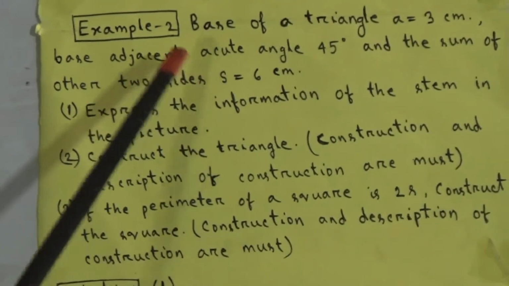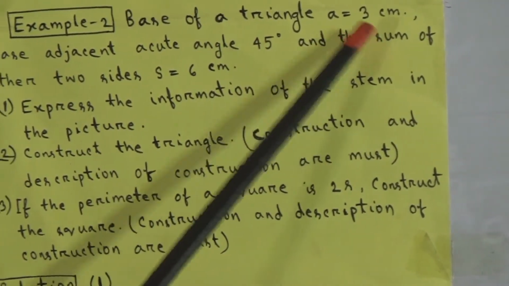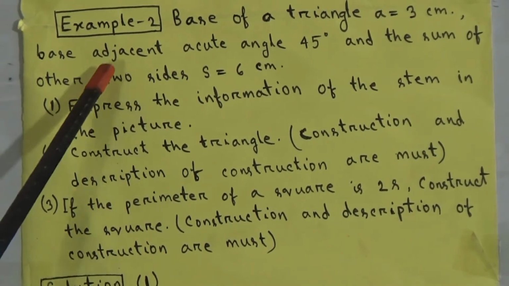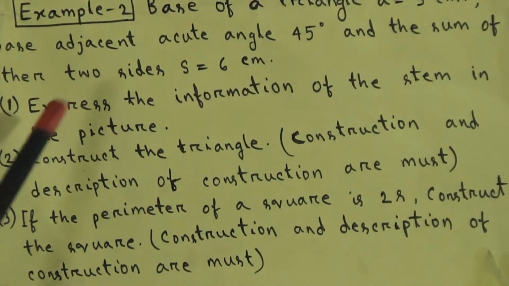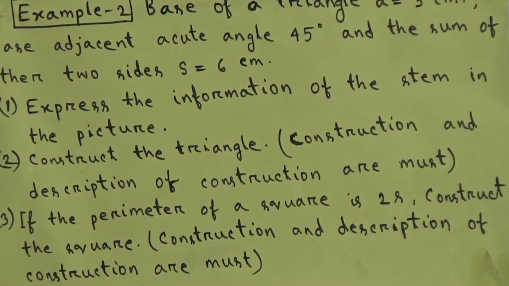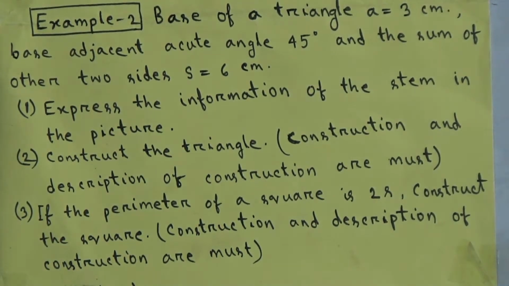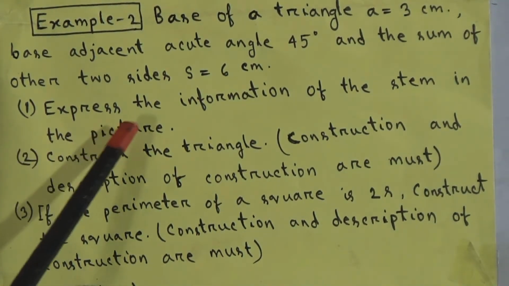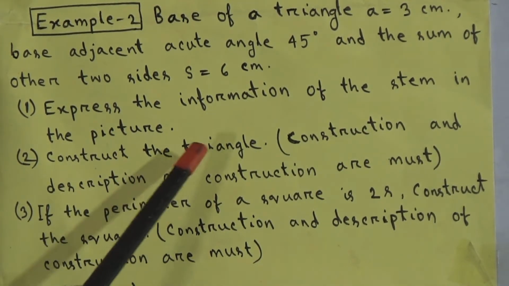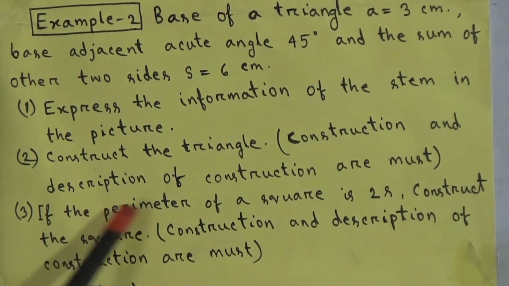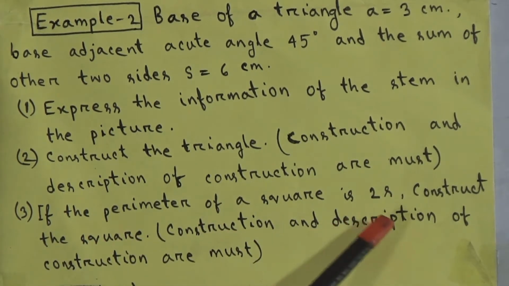The question is, base of a triangle A equal to 3 centimeter, base adjacent acute angle 45 degree, and the sum of other two sides is equal to 6 centimeter. Now question number 1, express the information of the stem in the picture. Question number 2, construct the triangle. Construction and description of construction are must. Question number 3, if the perimeter of a square is 2s, construct the square. Construction and description of construction are must.